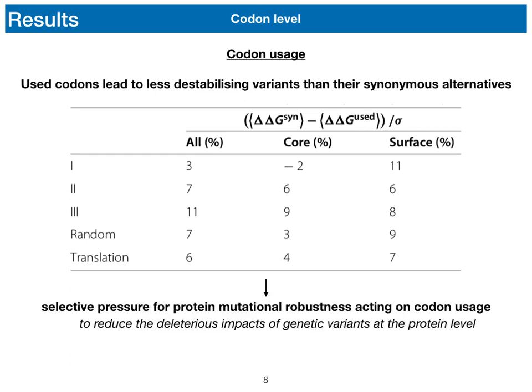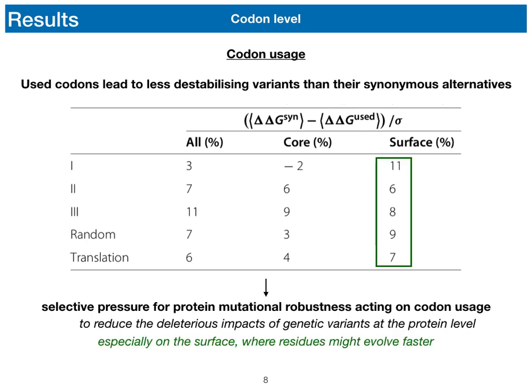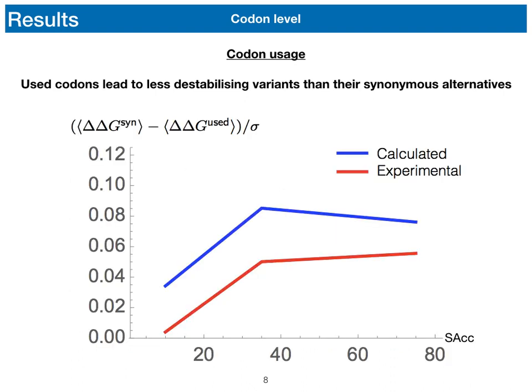So this suggests a selective pressure for mutational robustness at the protein level acting on codon usage, especially on the surface where non-functional residues are less constrained than in the core and can thus evolve faster. Here again, the experimental data agrees nicely with our findings.